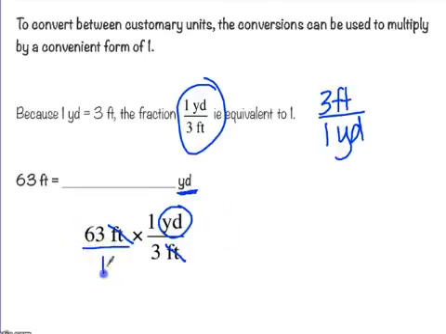Okay, now I can put my 63 over 1, and I can multiply these two fractions. I basically have 63 over 1 times 1/3. So I know that I can simplify here. 3 can go into 3 once, and 3 can go into 63 21 times. So when I multiply across, 21 times 1 is 21, and 1 times 1 is 1. So my answer is 21 yards.